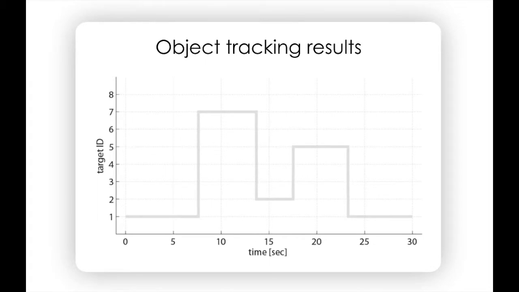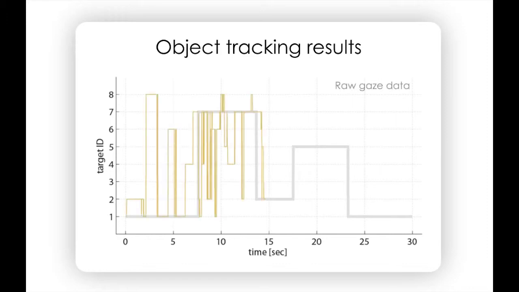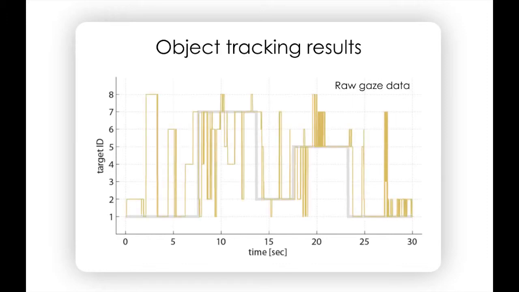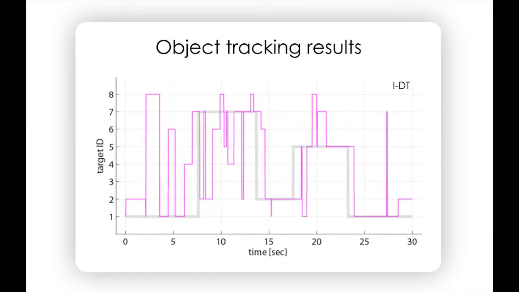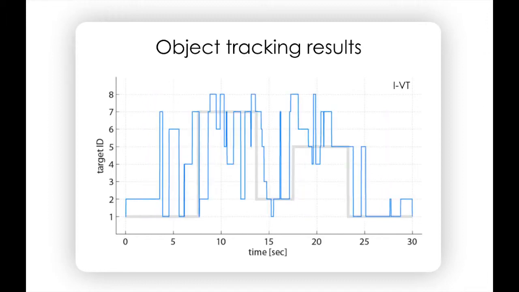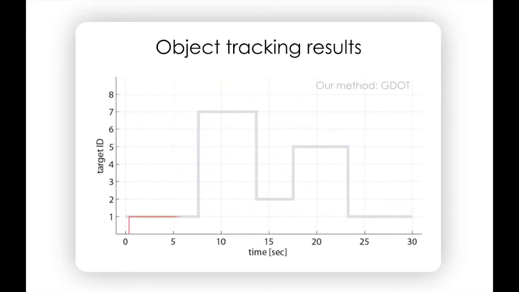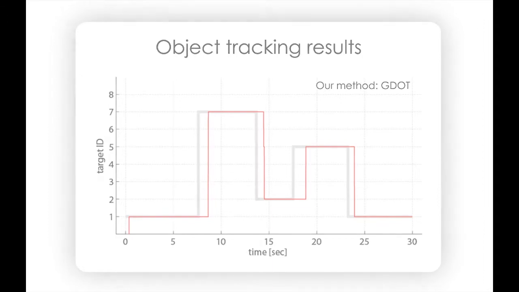Let's look at tracking results. The grey line shows the reference target that observers were asked to follow. We can compare results for the raw gaze data, IDT algorithm, IVT algorithm, and our method. It is clearly visible that our method produces the most consistent tracking patterns.